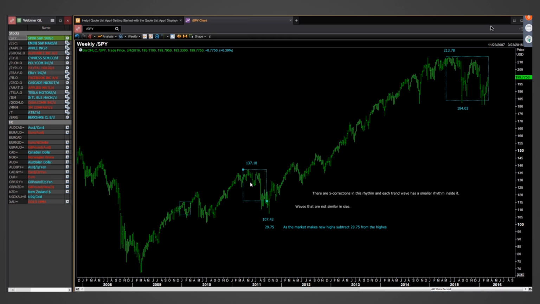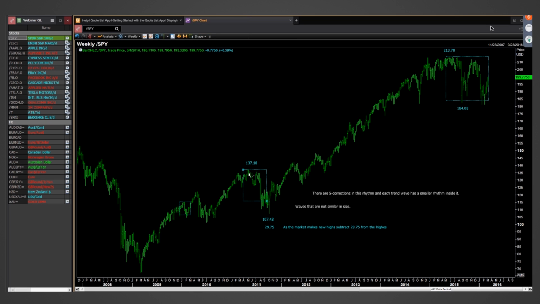Now, this correction here, let me grab my tool so I highlight it. This correction here, when it was up to here, it was within 20%. But once it dropped down to here, that's bigger than 20%. Therefore, this is a new rhythm. Okay, so what we're going to do is go back to the cursor.